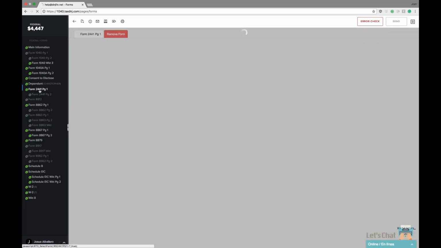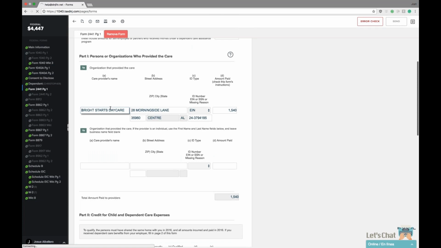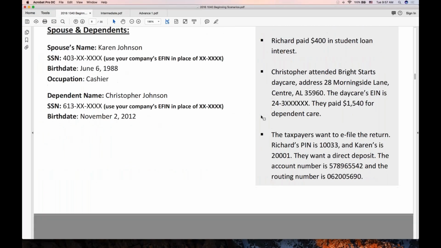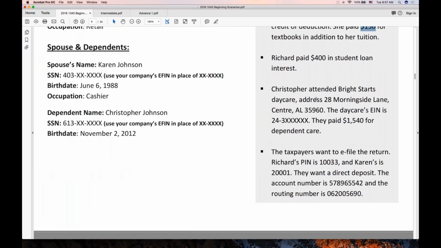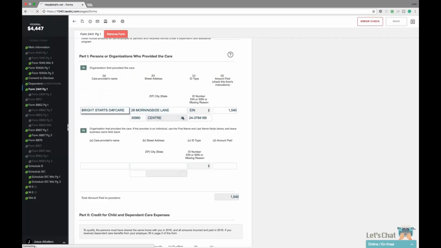So now I can come to the form 2441, which is the child care expenses, and I see that they gave me all of the information that I need. Okay, let me go back to the return, and you'll see they gave me all the information that I need. Look, they gave me the name, Brightside Daycare. They also gave me the address. They gave me the EIN number, and they gave me the amount. So I have all of that stuff. Good. I can put it in the system right there.